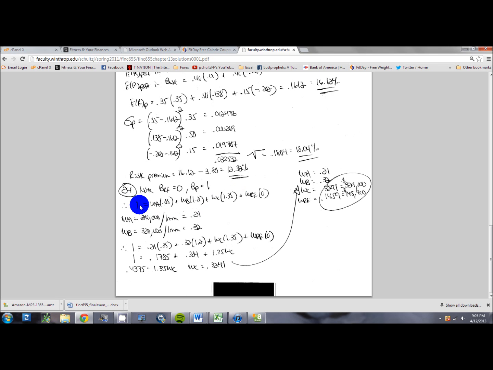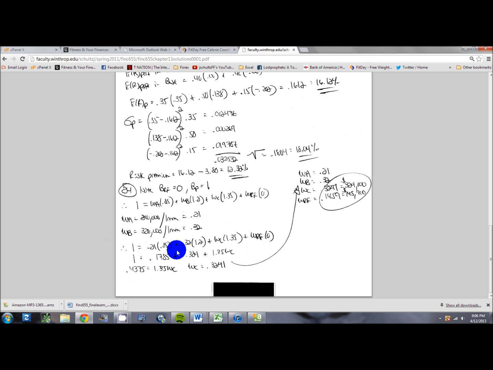Then it appears you have one equation with two unknowns, since you do not know the weight of C and you do not know the weight of the risk-free asset. But the great thing about the beta of a risk-free asset being 0 is that anything multiplied by 0 comes out to be 0. So the risk-free term drops out of our equation, which we see happening down here. I fill in the weights that I know: 21%, 32%. I don't know the weight of C.